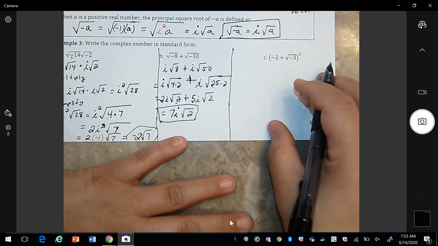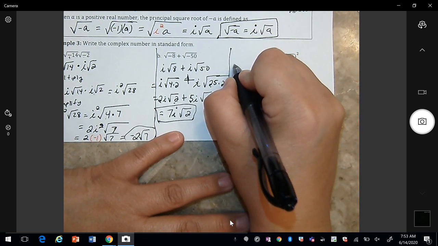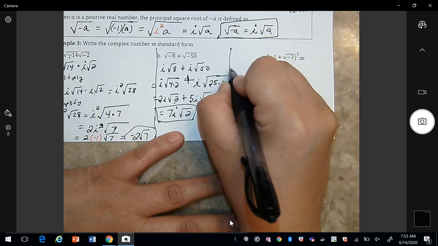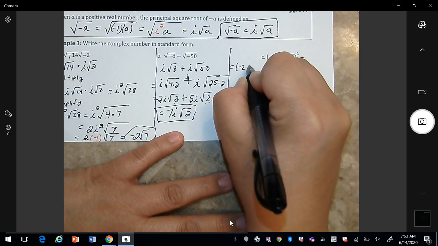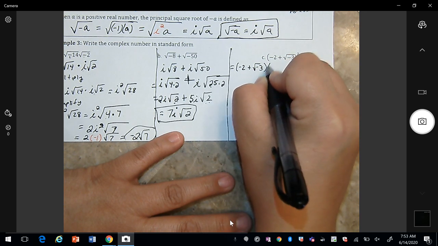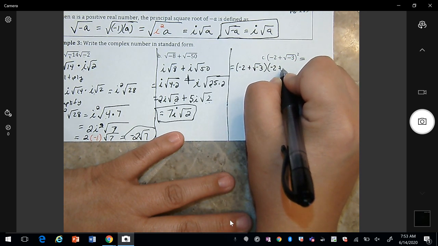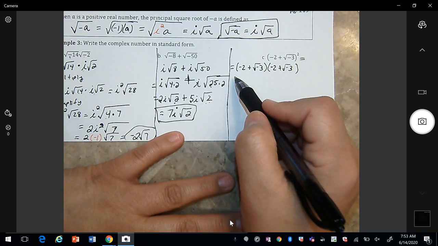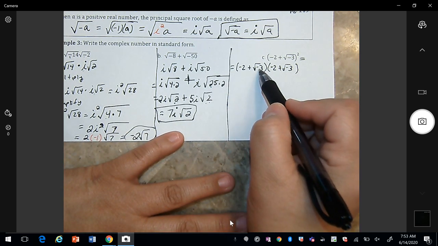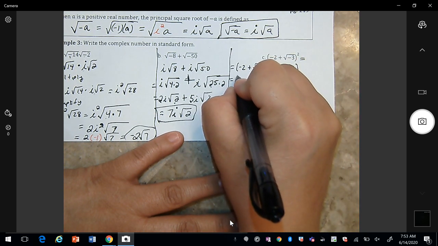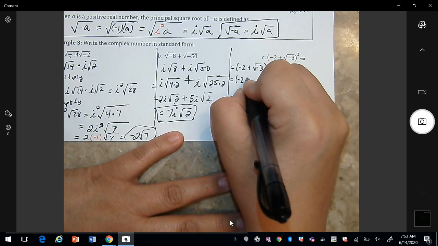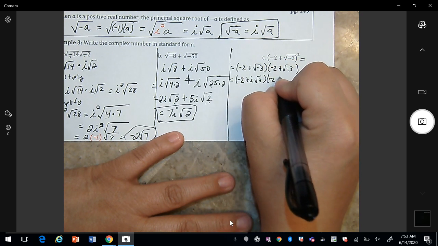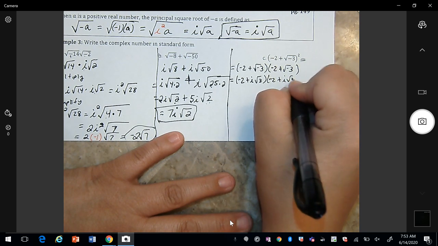Let's look at letter C. So I have (-2 + √-3)² which is going to be equal to... I'm going to rewrite this as the following. So I'm going to multiply this out. Or we can take care of this negative first. So I can rewrite this as i√3 and (-2 + i√3).